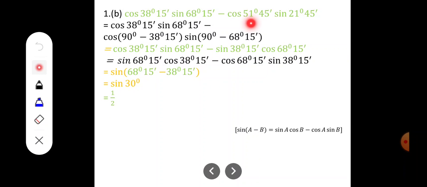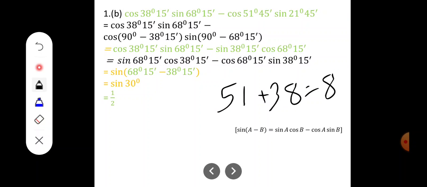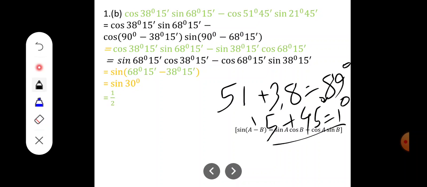So 51 degree 40 minute, we can write as 90 degree minus 38 degree 15 minute, because 38 degree 15 minute plus 51 degree 40 minute equals 90 degree. Here is 51 plus 38, it will be equal to 89, and 15 minute plus 45 minute will be equal to 1 degree. 60 minute equals 1 degree, so finally we will get 90 degree.